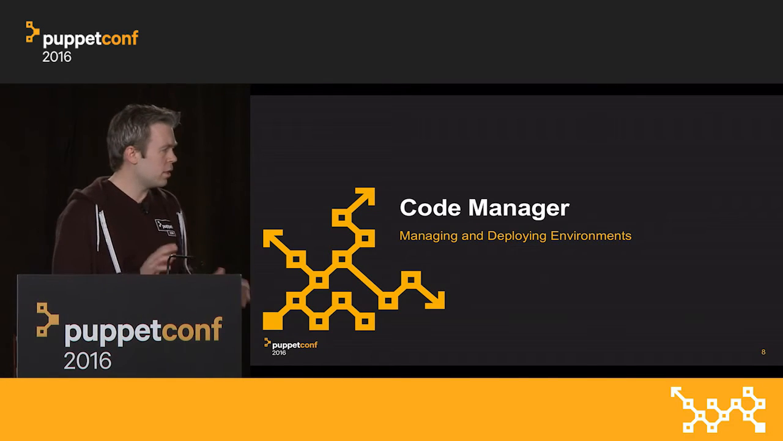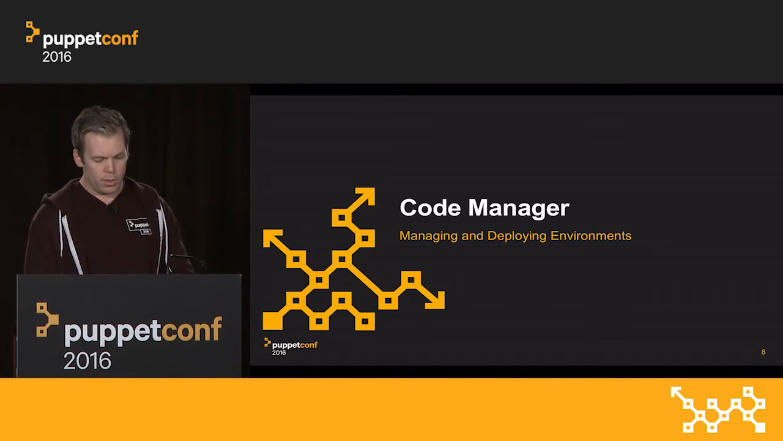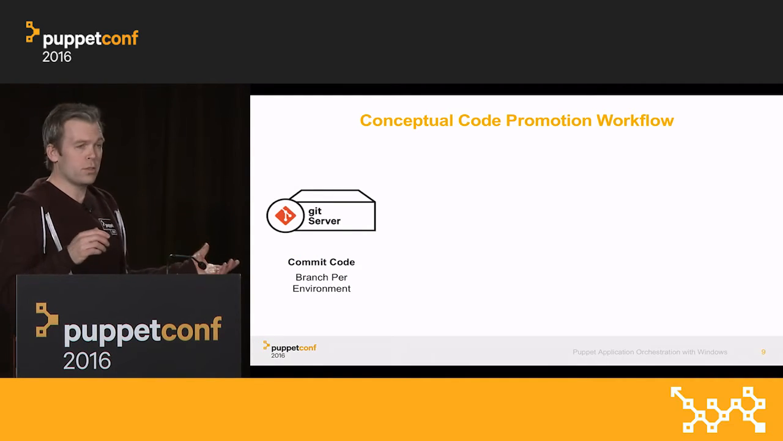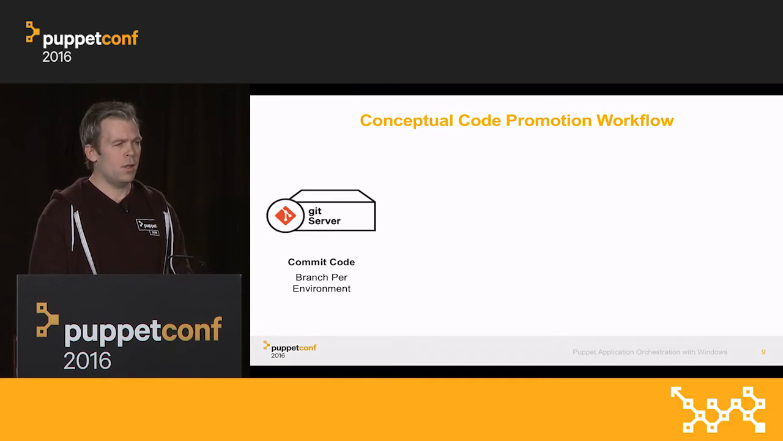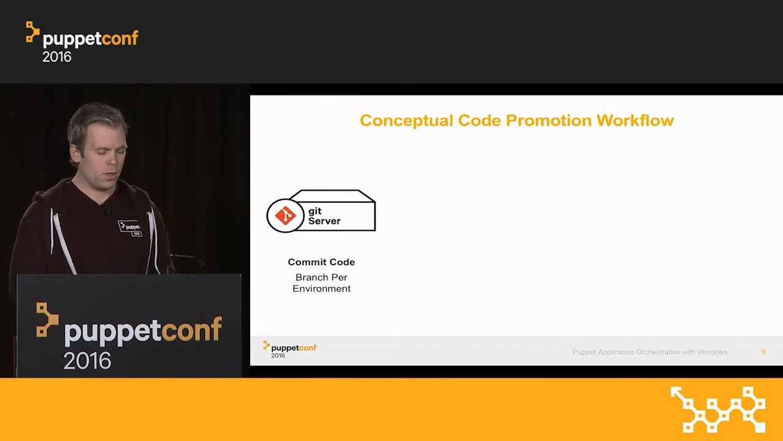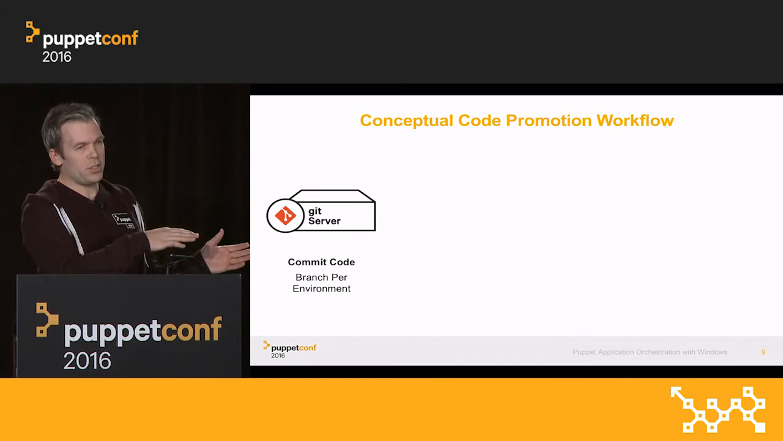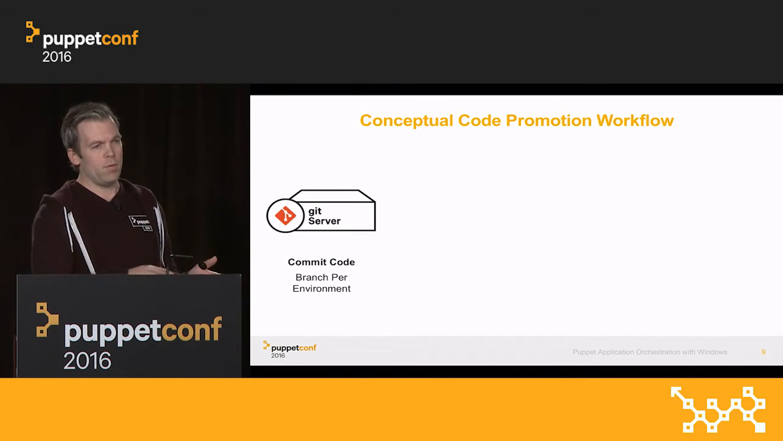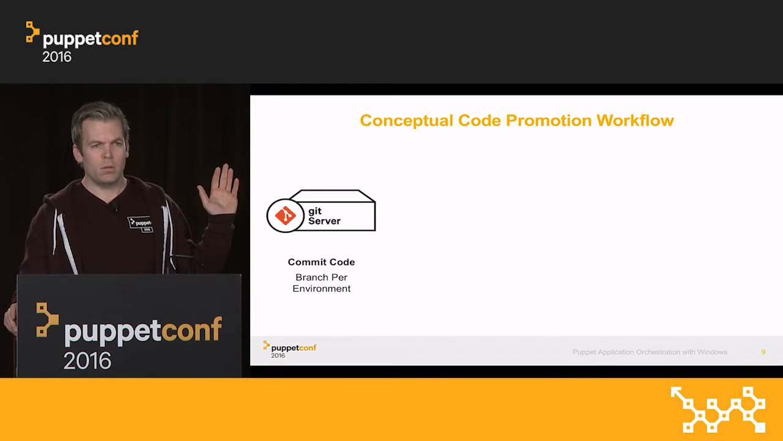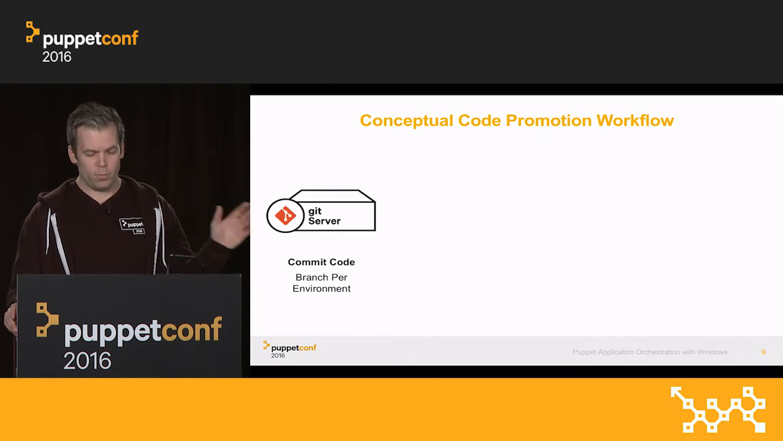So just a quick talk about what Code Manager does and how that workflow normally works. We start with a Git source code control repository that references all of the source code that you're going to deploy to your infrastructure. The branches are representative of your environments. So are people using Code Manager right now, or R10K? OK, so we have a good chunk, so people are pretty familiar with this stuff.